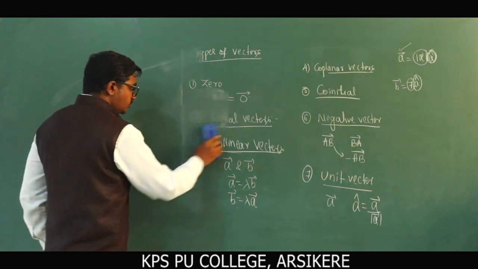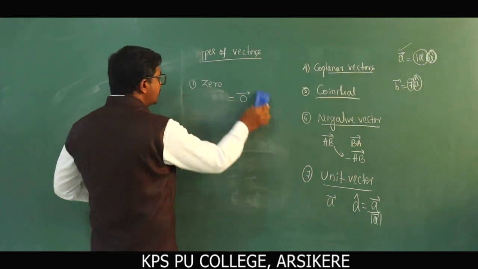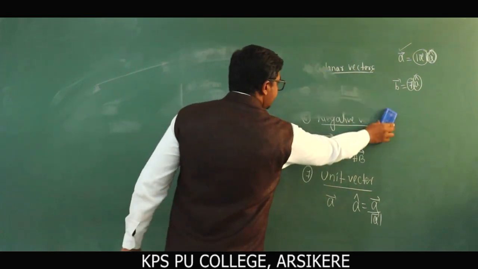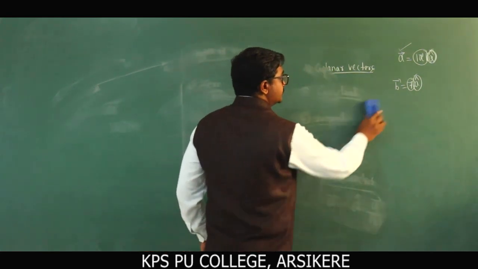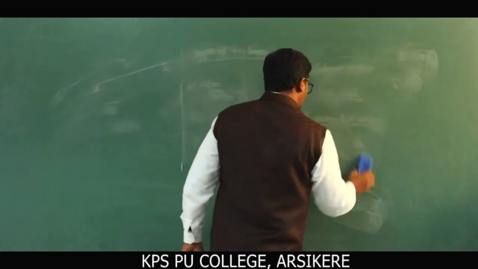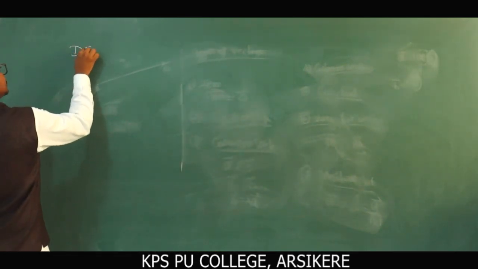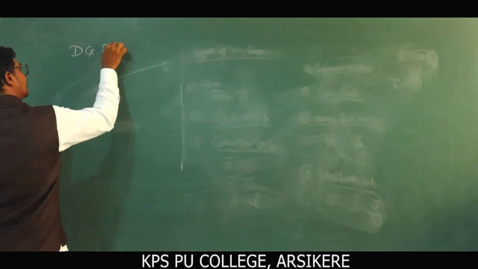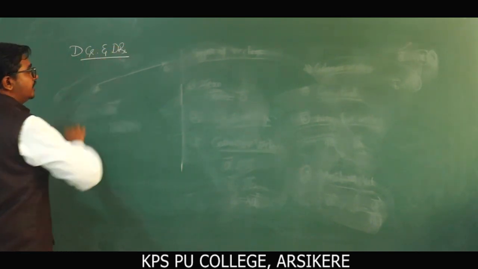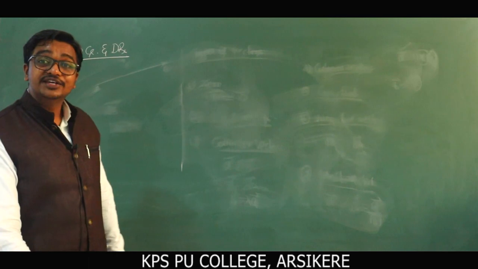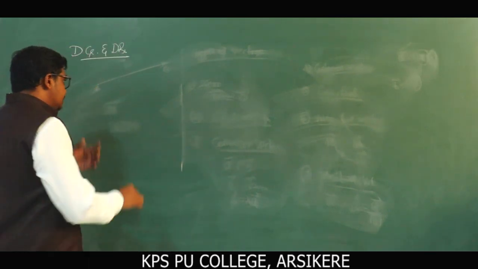So next we are going to discuss a very important topic, direction ratios and direction cosines. These two topics are very important. Simply, they are called DCs and DRs, direction cosines and direction ratios. Just observe here.